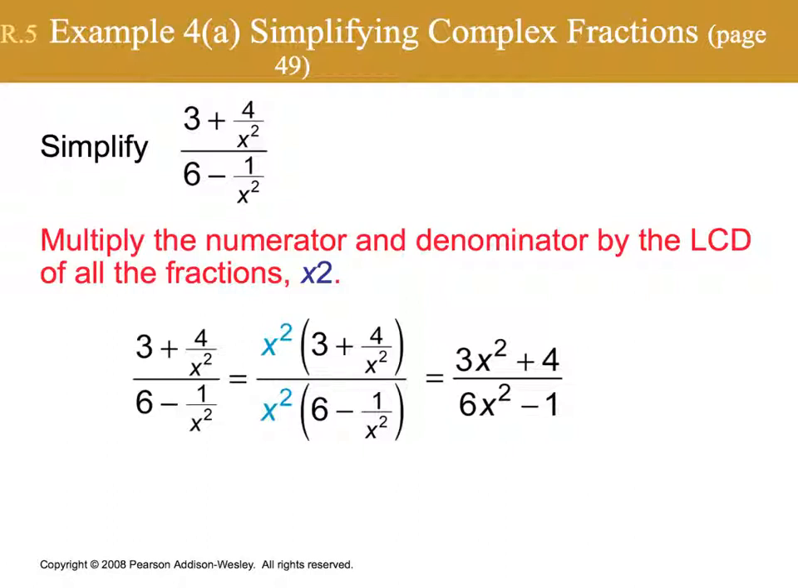So one way to deal with this is to multiply the numerator and denominator by that x squared. And so when we multiply by x squared top and bottom, the entirety of each of the numerator and denominator, we get 3x squared times 4 over x squared is 4, and x squared times 6 is 6x squared, x squared times 1 over x squared is -1.